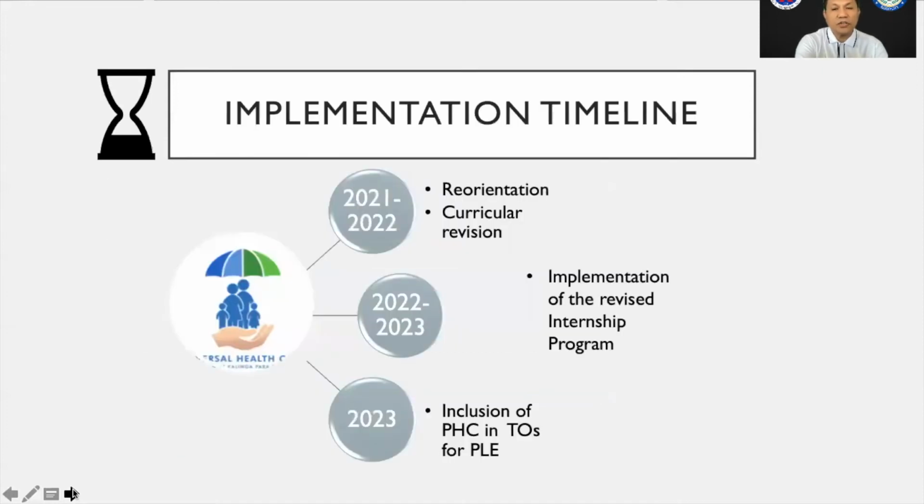The implementation of these strategies shall follow the following timeline. For year 2021-2022, there will be reorientation launch and curriculum reviews, followed by implementation of the revised internship programs for 2022 and 2023. And finally, inclusion of the primary healthcare table of specifications for the physician licensure examination in 2023.